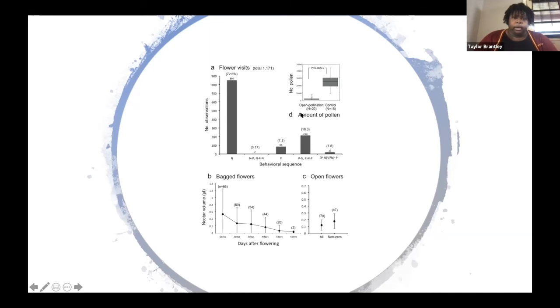This graph here shows open pollination compared to control, which is just unopened buds. And as you can see, the open pollination ones have pretty much no pollen in them.